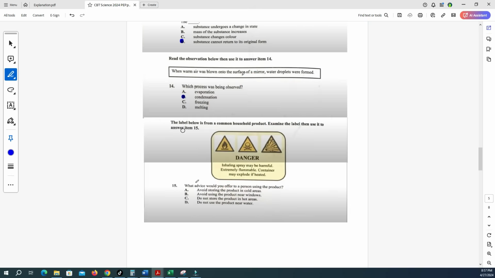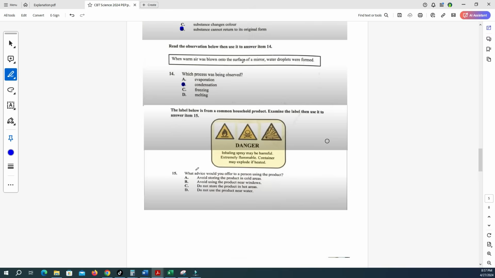All right. The label below is from a common household product. Examine the label, then use it to answer item 15. All right. So, inhaling spray may be harmful, extremely flammable, container may explode if heated. So I know all of these, right? So what advice would you offer to a person using the product?